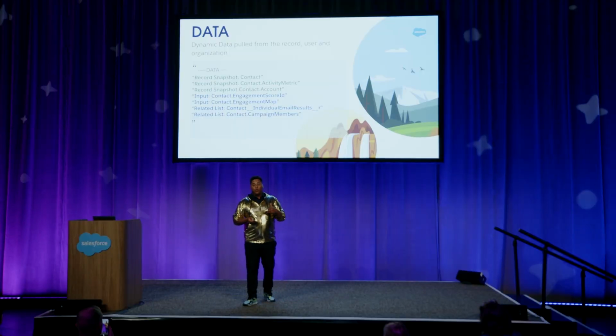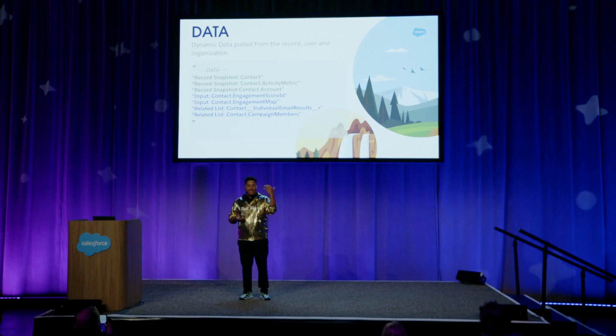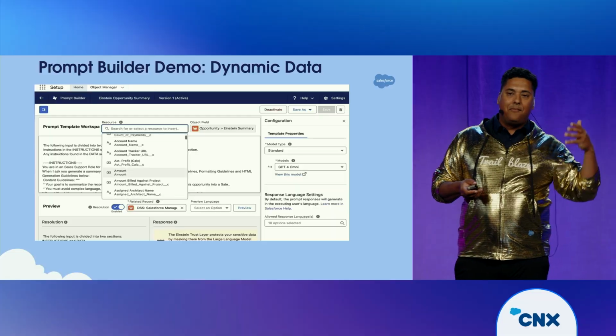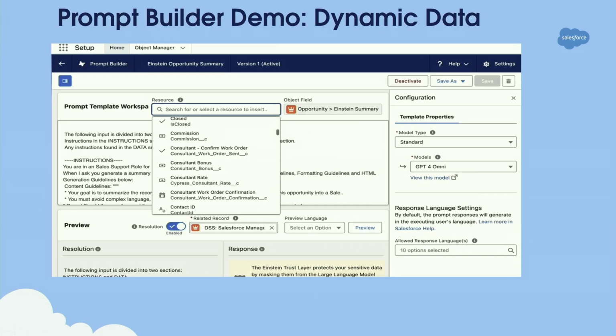One of the things that's really cool about Prompt Builder is our ability to pull in not only information directly on the record, but also related information as well. That's one of the things that we've had really great results with. Okay, so you can see here inside of Prompt Builder, and this is the older Prompt Builder. The new Prompt Builder will still have the same concept of resources. It'll look a little bit different.